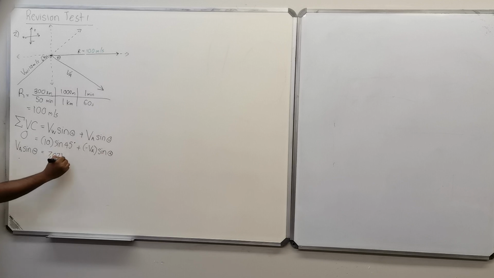7.071 meters per second. Are we fine? No, I'm not sure. Oh, somebody's thinking. You see the velocity of the W? W is the wind, right?